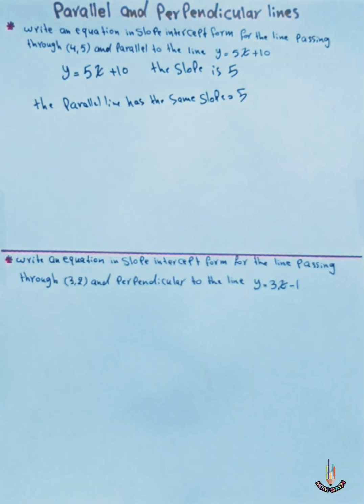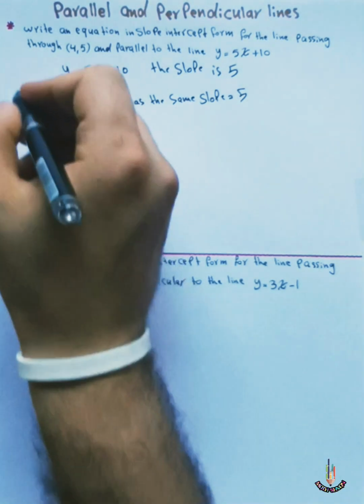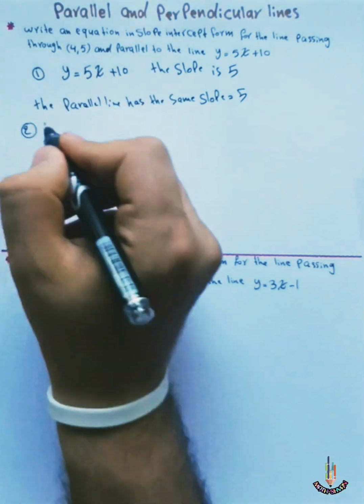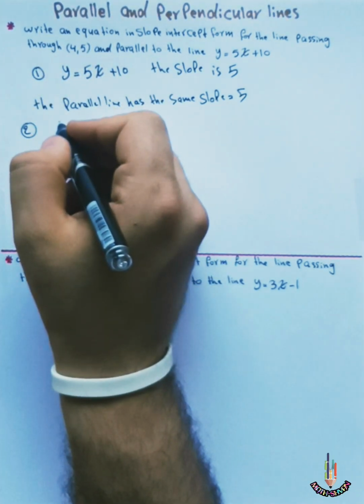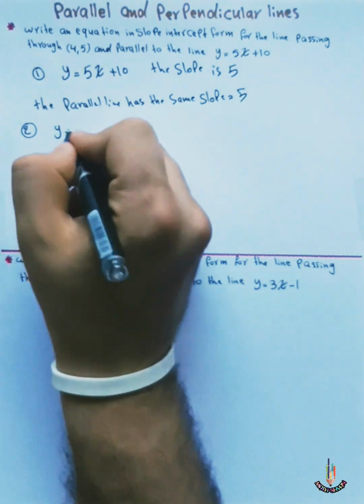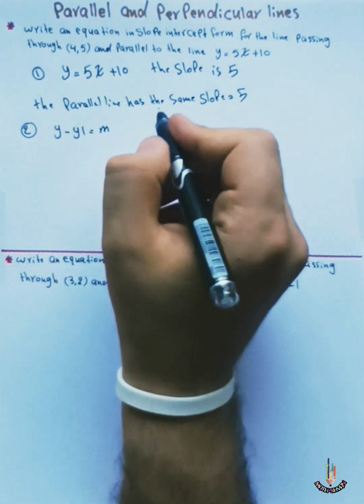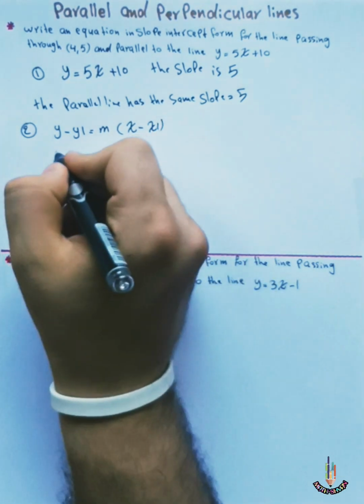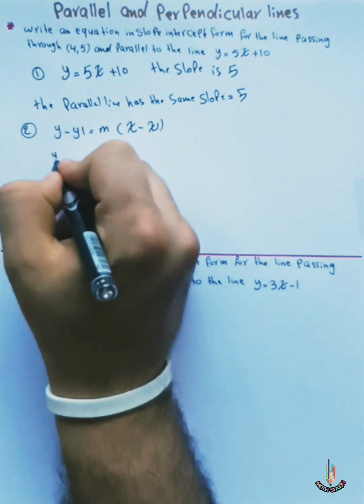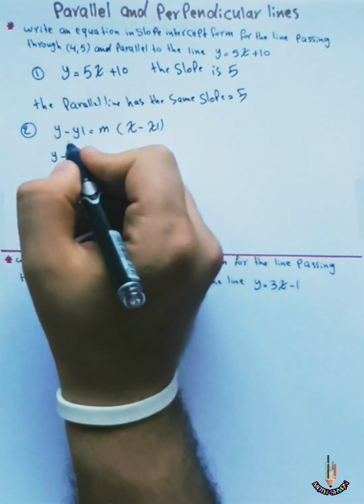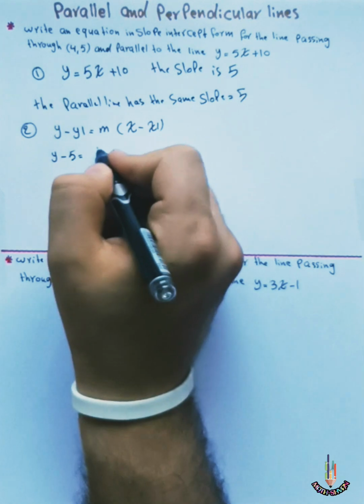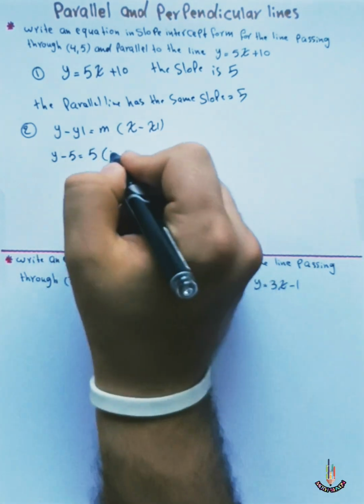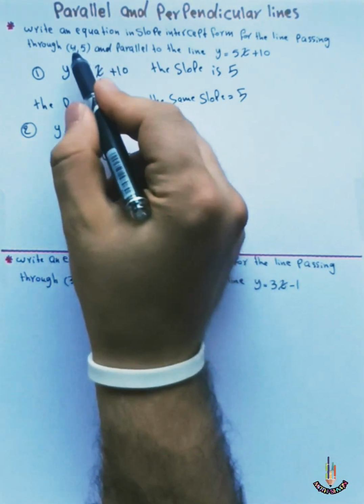equal to 5. After that, second step, you have to write the equation in point-slope form like that. This is step number 1, and this is step number 2. We have to write the equation in point-slope form. y minus y1 equal to m times x minus x1. So you can write y minus y1, which is 5, equal to the slope 5, times x minus x1, which is 4.